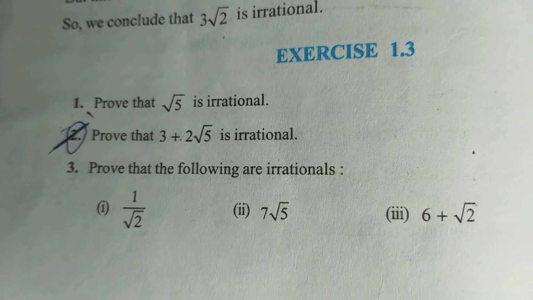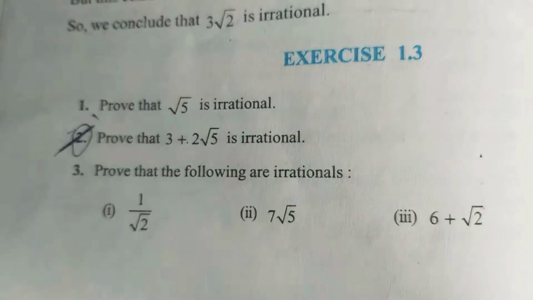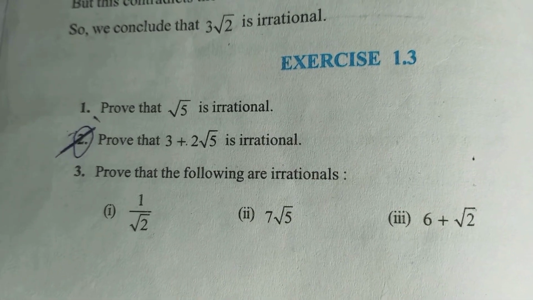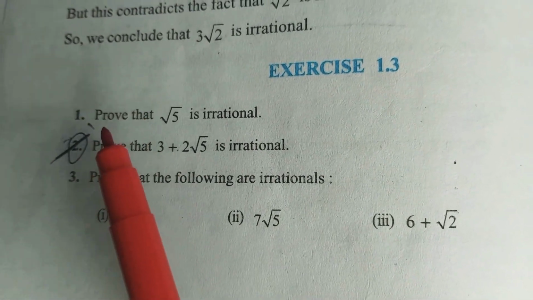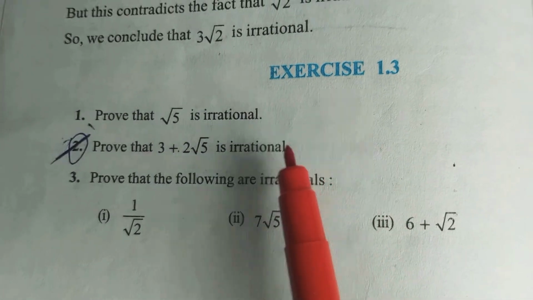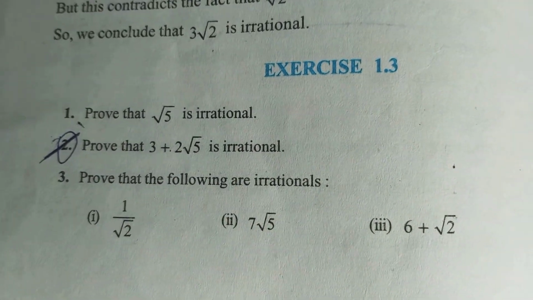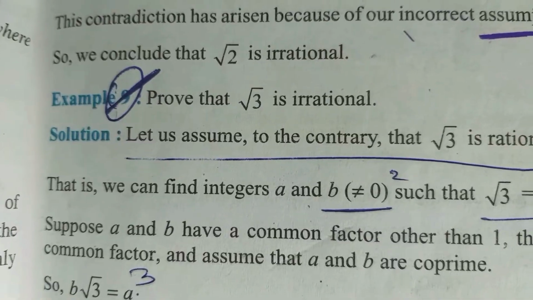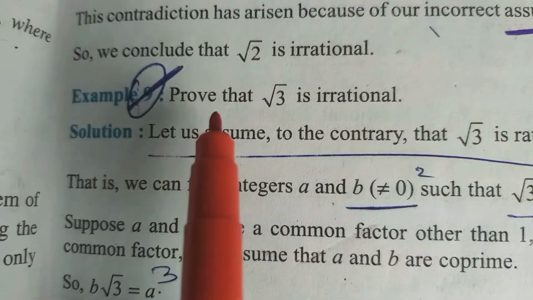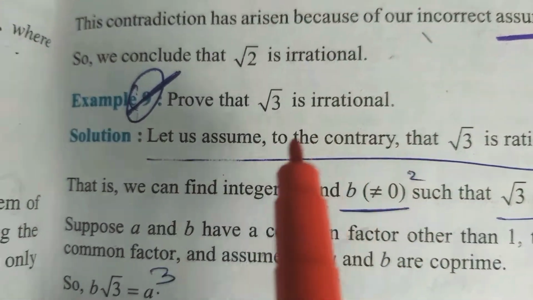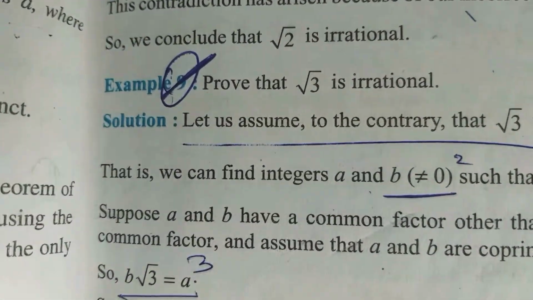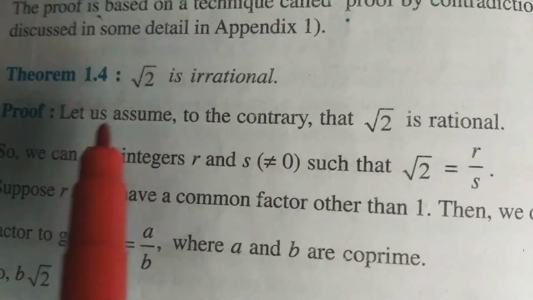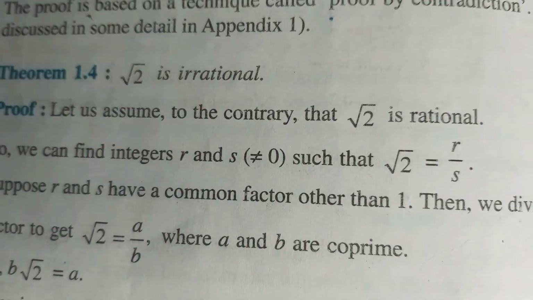So in this class we learn CBSE Mathematics first chapter, Real Numbers, exercise 1.3. You can see here for the first question, prove that root 5 is an irrational number. We have some example problems also like that. See here, example number 9, prove that root 3 is an irrational number. And even one theorem is there here, root 2 is an irrational number.